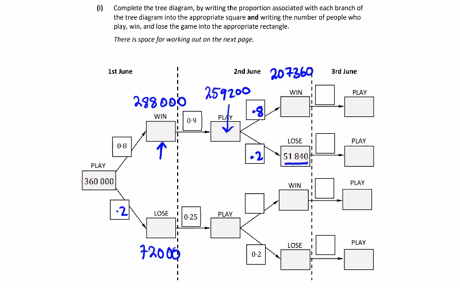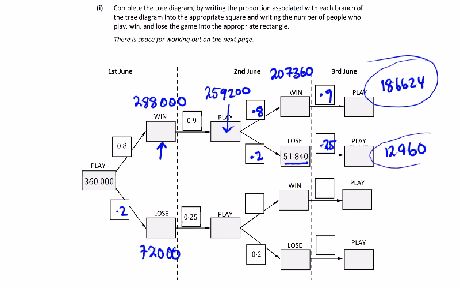And again, 90% of these guys will play again the next day. 25% that lose will play again the next day. So it's kind of a funny tree diagram in this question. And 90% of 207,360 works out as 186,624. 25% of 51,840 is 12,960. So these people have won all 3 days. These have won and lost.